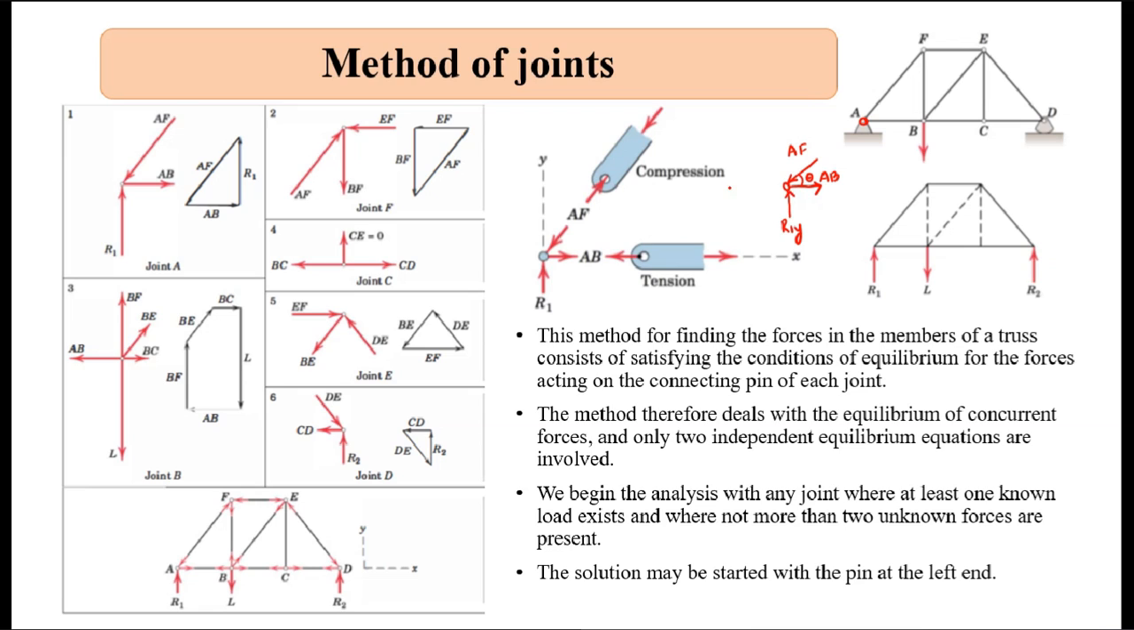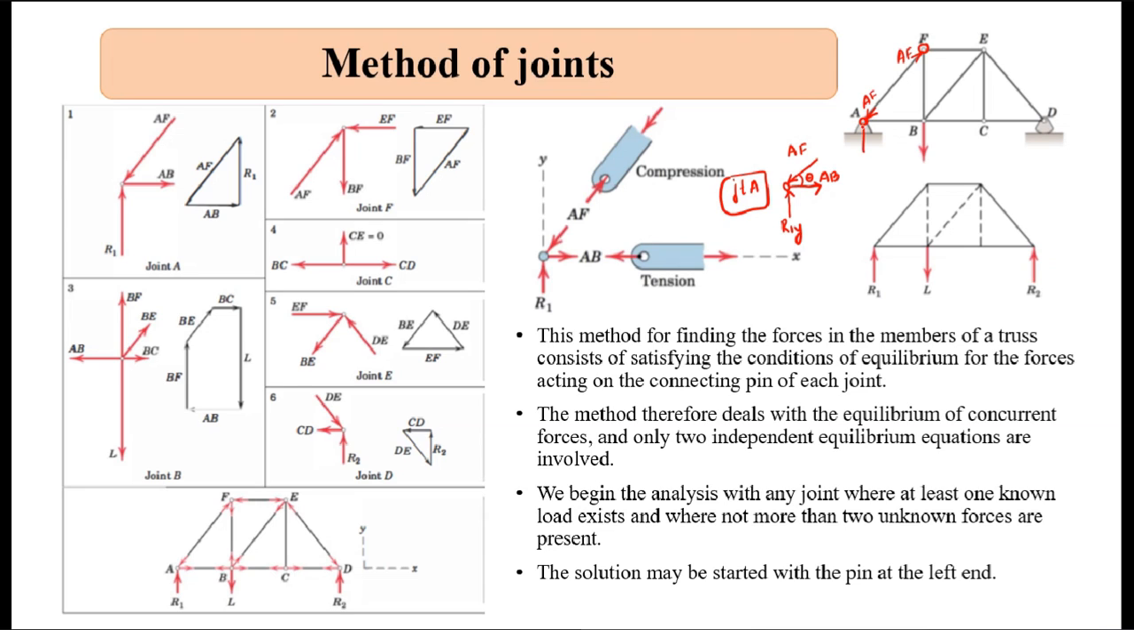Now this was about joint A. Okay, this is joint A. Now coming to joint F, I can now come to joint F. So here AF is acting in this direction. So for equilibrium, AF should be in this direction at this point, right? So AF is like this here.